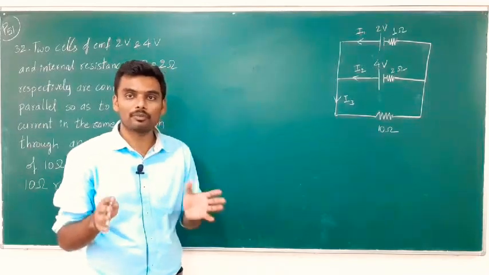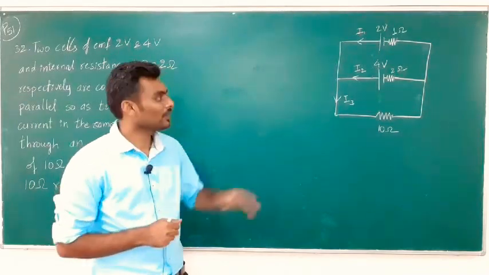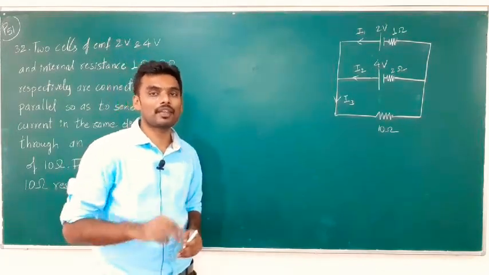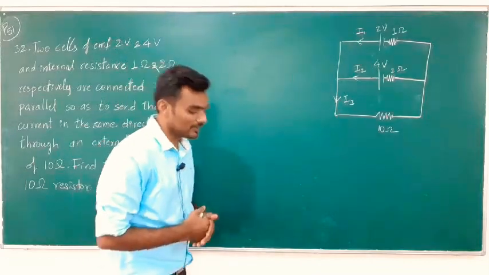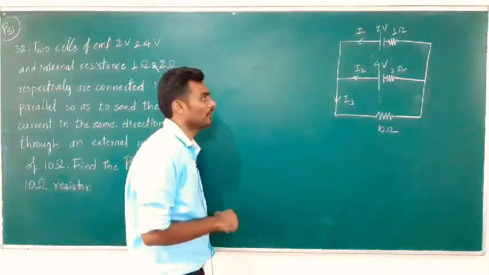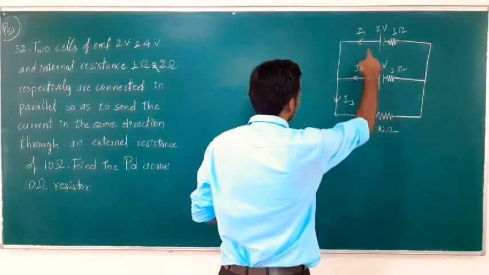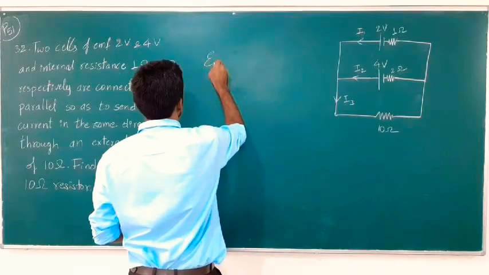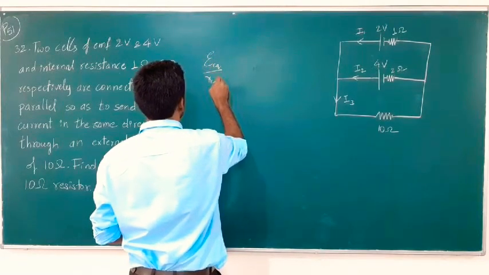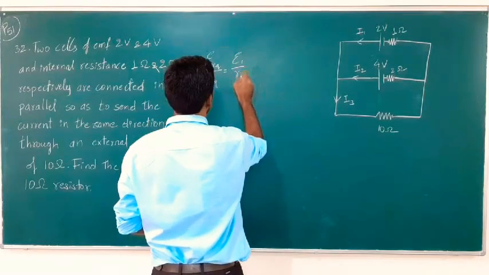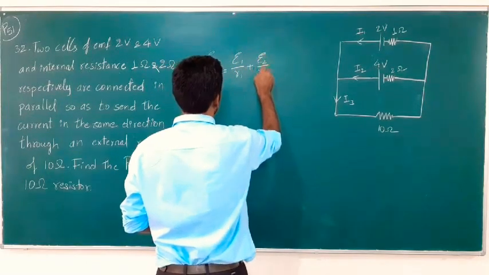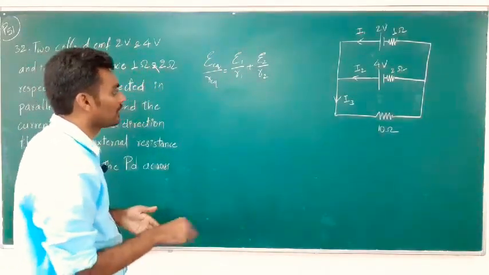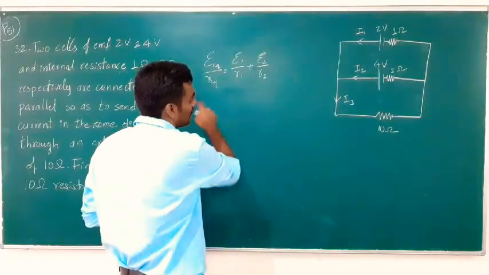So one approach is using KCL and KVL. The other way is using combination of cells. For this problem, I will make use of the second way, combination of cells, which is comparatively easy. So what we have here is two cells in parallel. So E equivalent by R equivalent is equal to E1 by R1 plus E2 by R2, or else you can also make use of (E1 R2 plus E2 R1) by (R1 plus R2). That's also fine. But anyhow, we need R equivalent.